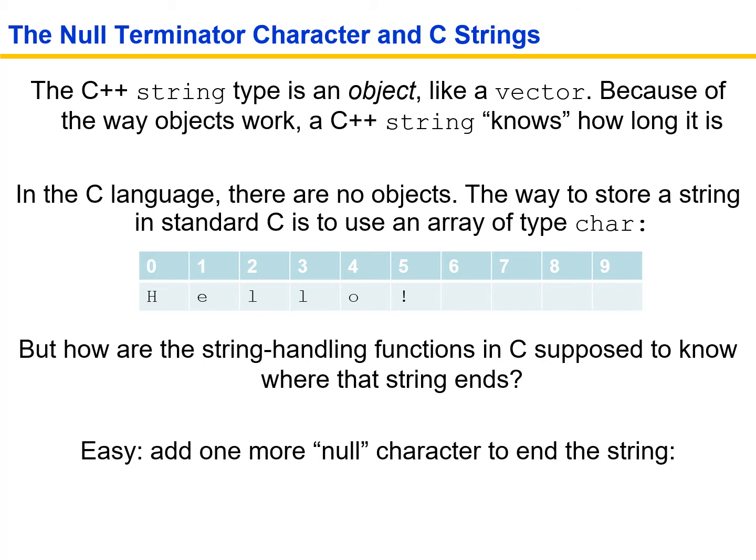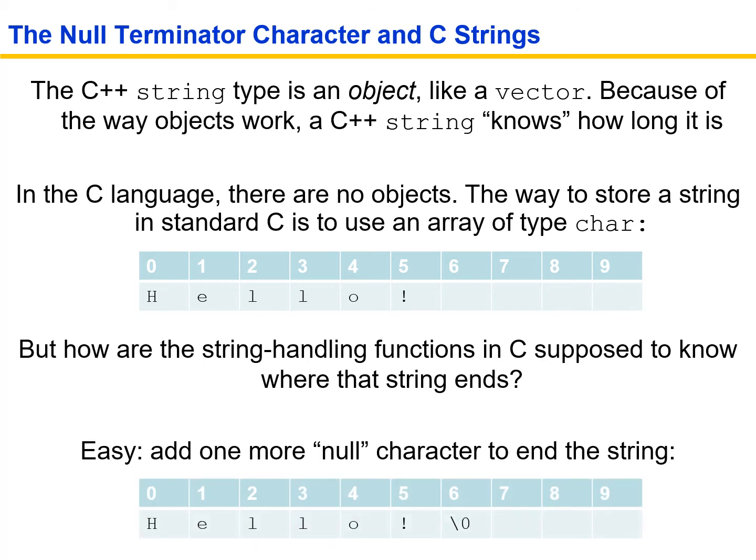So the easy answer is to add one more null character to end the string, and now it looks like this. You have HELLO exclamation point, and then character 0, the null character, telling us that the string is ending there. And so in that case, C will not keep reading, and it won't look at the uninitialized values in 7, 8, and 9.